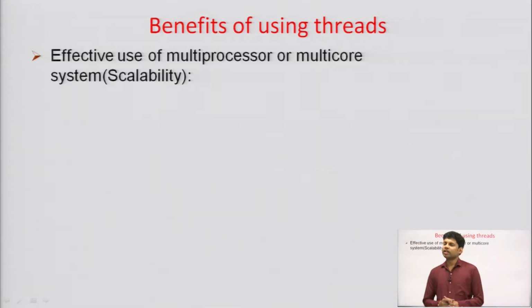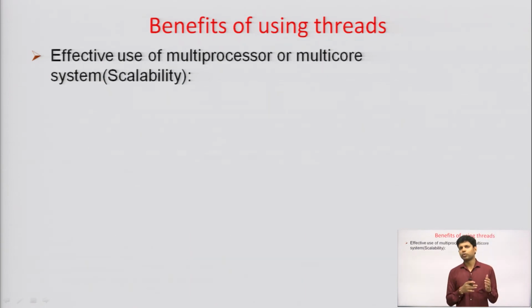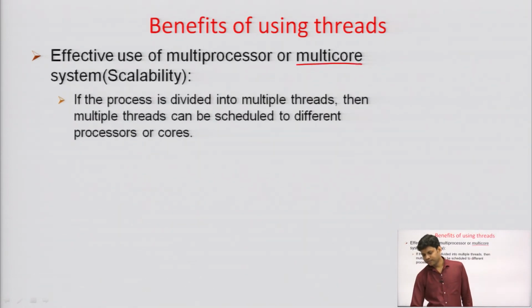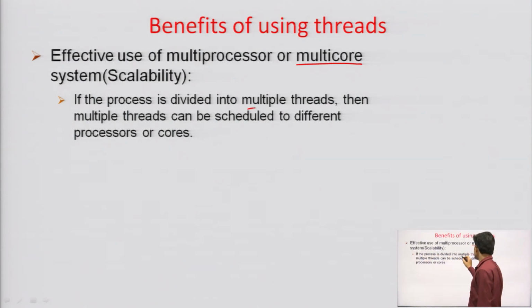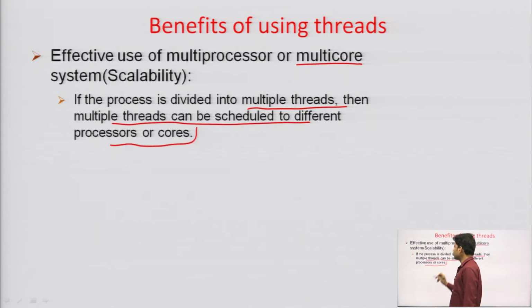Next benefit is effective use of multiprocessor or multi-core systems. Of course, if you have broken the program or process into n number of threads, all those threads can be loaded onto different processors or different cores and can run simultaneously. If the process is divided into multiple threads, the multiple threads can be scheduled to different processors or cores.